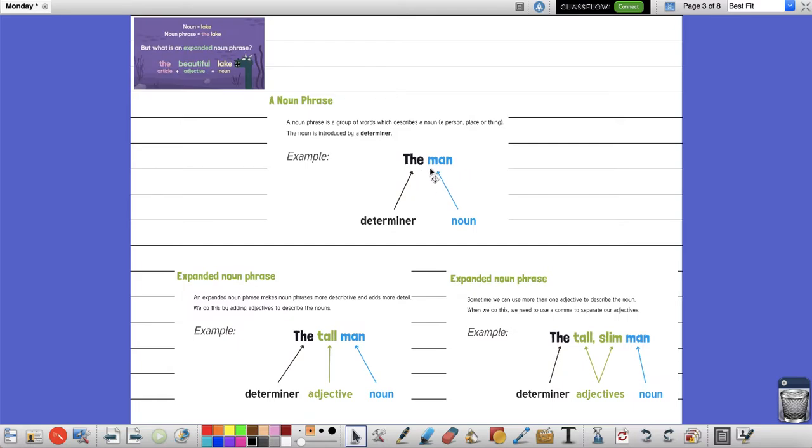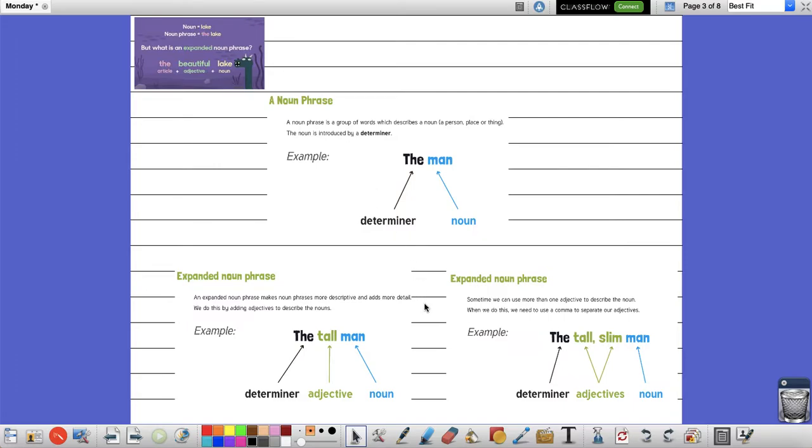It could be this man. Okay, a and this are also determiners. It could be one man, because the word one then is a determiner before the word man. You could change the word man to the dog. It could be the road. It could be the chair. Any noun at all. Now, we're going to look at how to expand these noun phrases into expanded noun phrases.